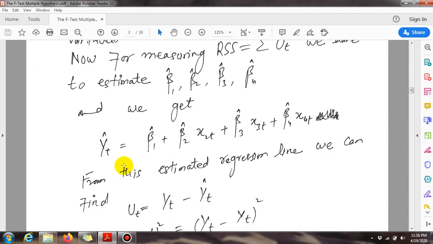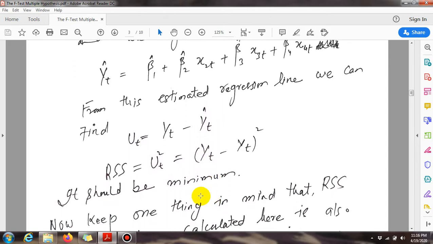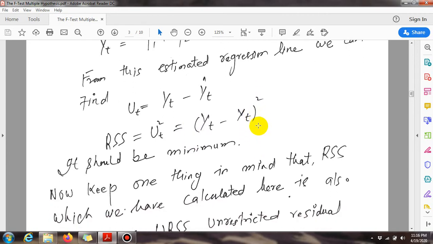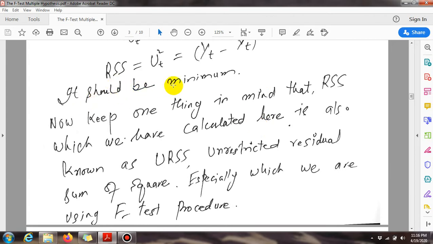From this estimated regression line, we can find ut hat is equal to yt minus yt hat, and we can call the residual sum of squares RSS is equal to summation ut hat square, which is summation of yt minus yt hat square. It should be minimum, following the assumptions of OLS.